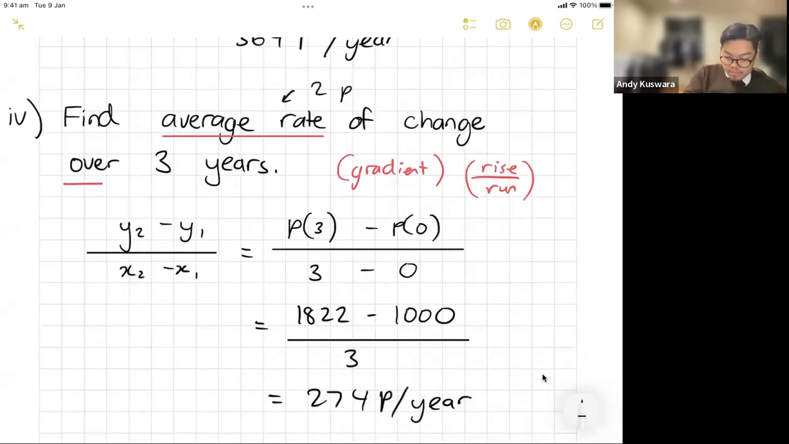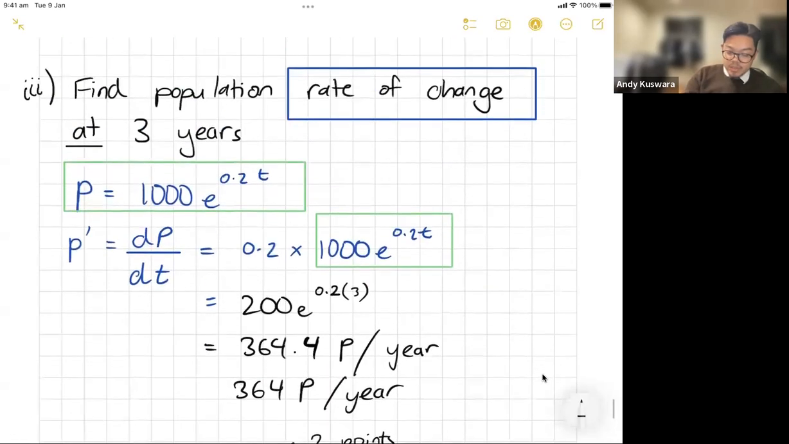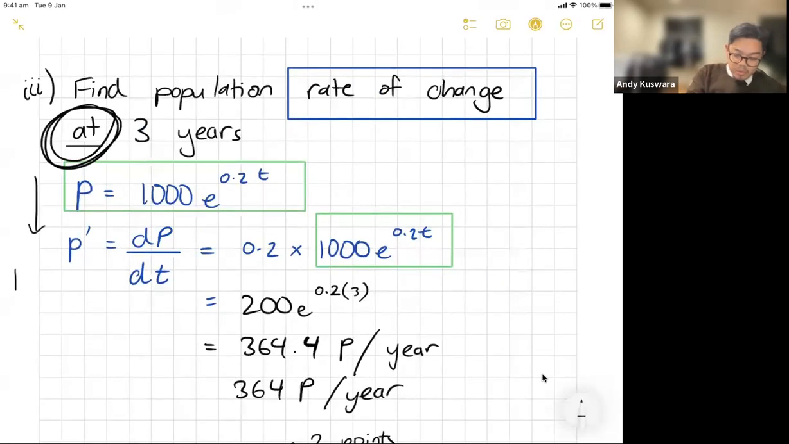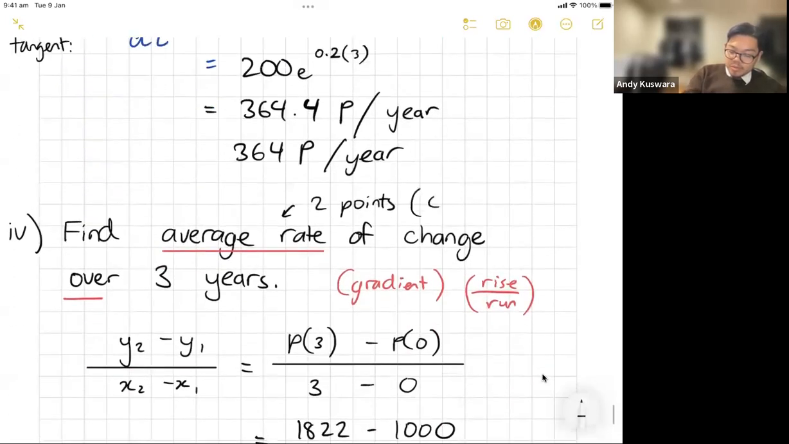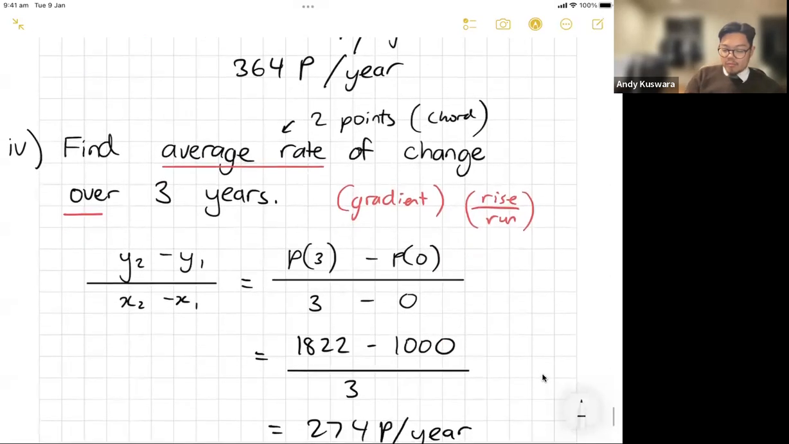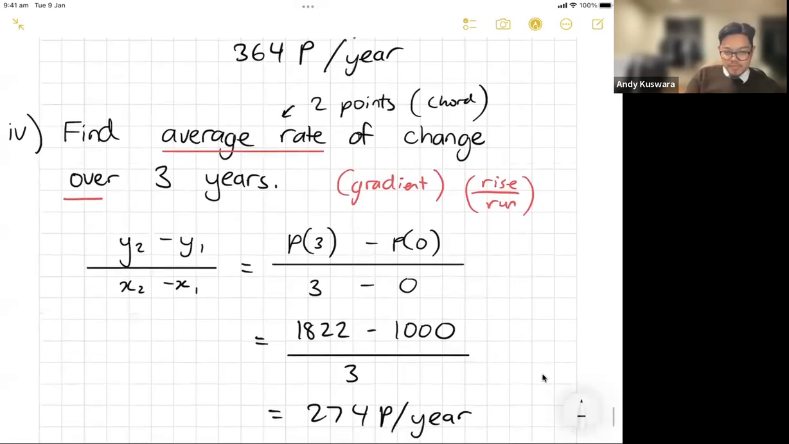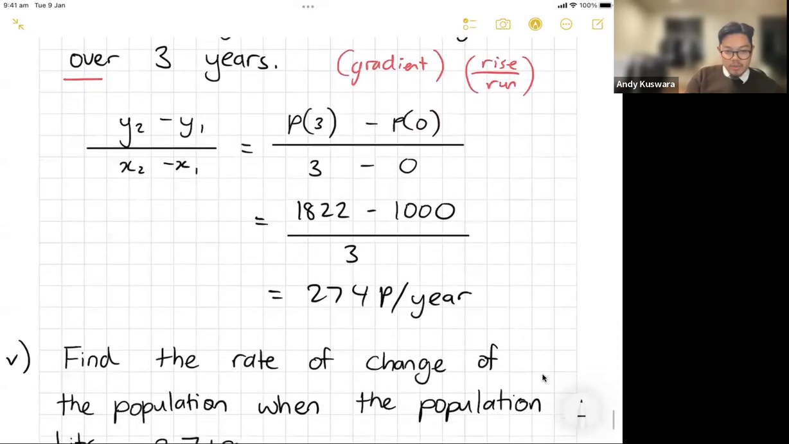Okay. And just to touch base, looking at this one here, because this one's kind of talking more about a tangent, whereas this one here is talking more about a chord. Okay, hopefully that rings a bell from when we worked on some calculus a couple topics ago. If it doesn't make sense, leave a comment.